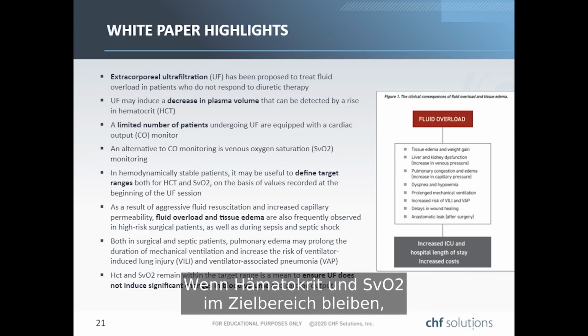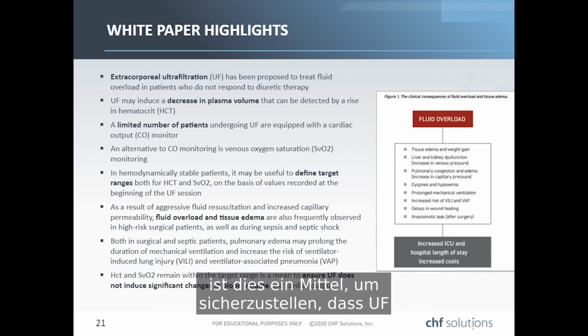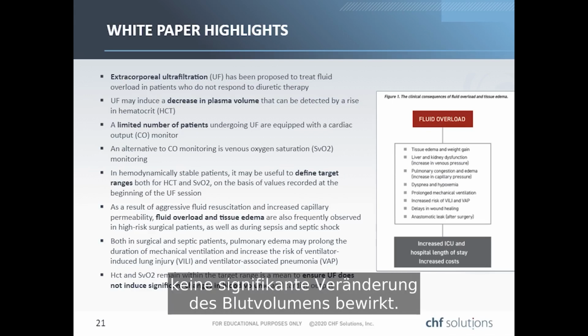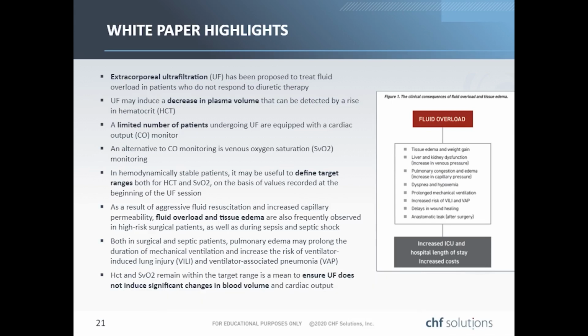If hematocrit and SvO2 remain within the target range, this is a means to ensure that UF does not induce a significant change in blood volume and cardiac output.